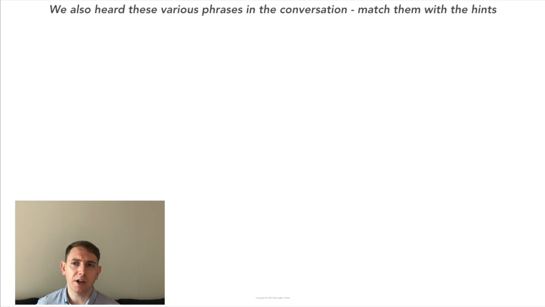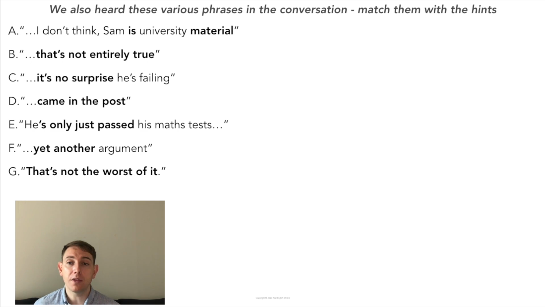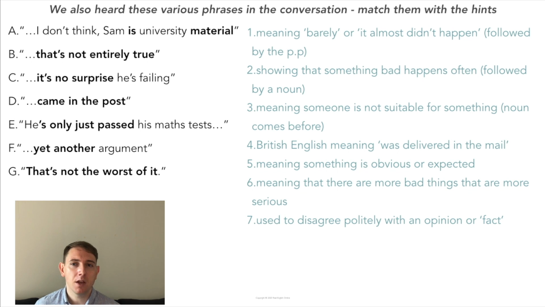Some other various phrases we heard. I'd like you to match them with the hints we have on the other side here. Let's do one together. So number one here, meaning barely, or it almost didn't happen, and it's followed by the PP. Let's take a look through these here. What do we think? Maybe E here. He's only just passed his maths test. Barely, almost not. It almost didn't happen. Here we've got our PP, right? That passed. So yeah, here that would be E for that one.